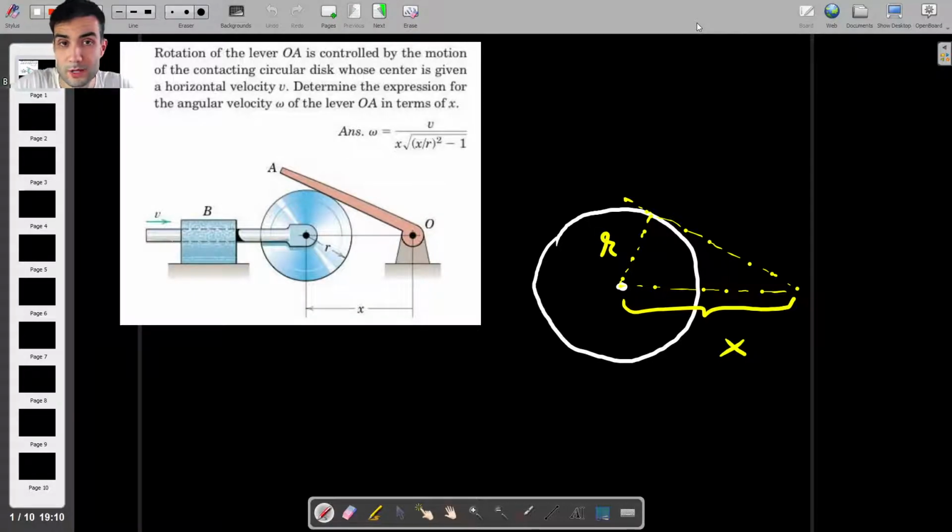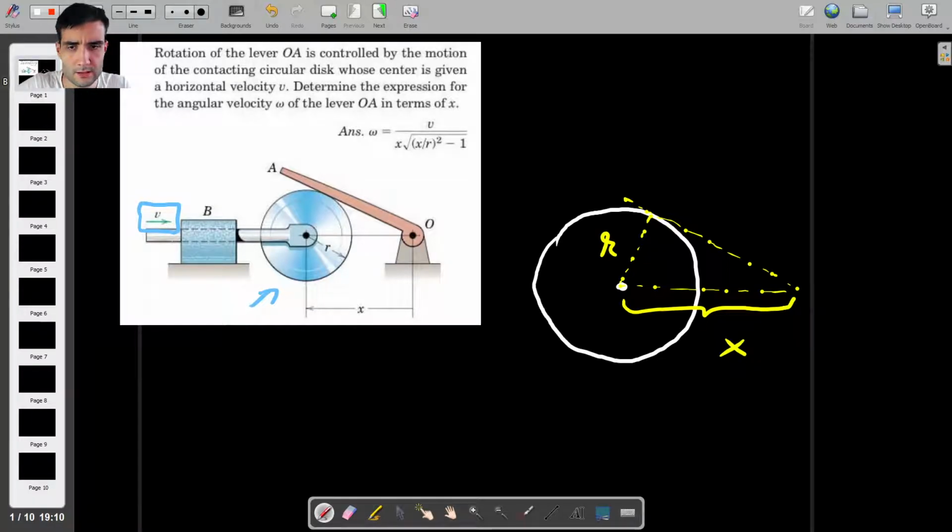So here's a rigid body kinematics problem which uses the idea of no slip condition to find the angular velocity of that bar OA, or the lever as it's called. So here's what we have. We've got a circular disc, which is obviously this one here, and this is being pushed to the right, and it's being pushed with this speed, which is v in this particular moment in time.